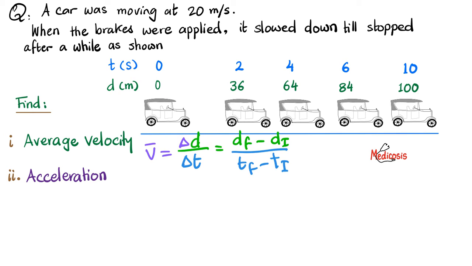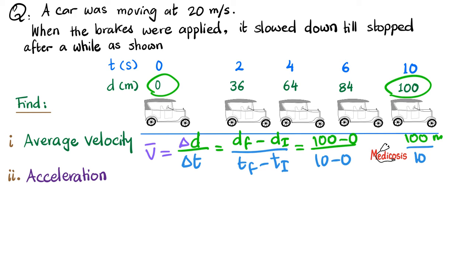Okay, let's go. What is the final displacement? Here, it's 100. And what's the initial? Here, it is 0. So 100 minus 0, or simply 100 meters. And what's the time final? 10 seconds. And initial, 0 seconds. So it is 10 minus 0, or simply 10 seconds. So 100 over 10 equals 10 meters per second. That's the average velocity. For the sophisticated students, velocity is a vector, so you better say positive 10 meters per second.